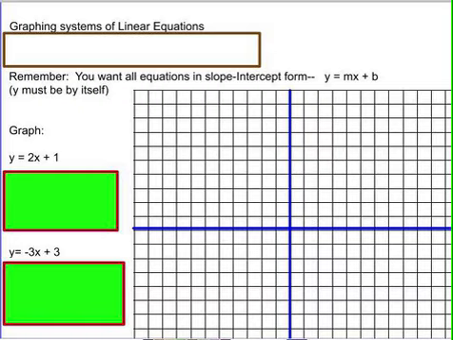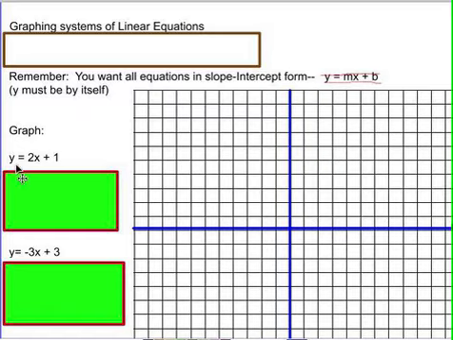Remember, all equations you will want to put in slope-intercept form, which is y equals mx plus b. Which is the slope-intercept form, because all you need is a point and the slope of a line, and you can graph any line as long as you have those two things.